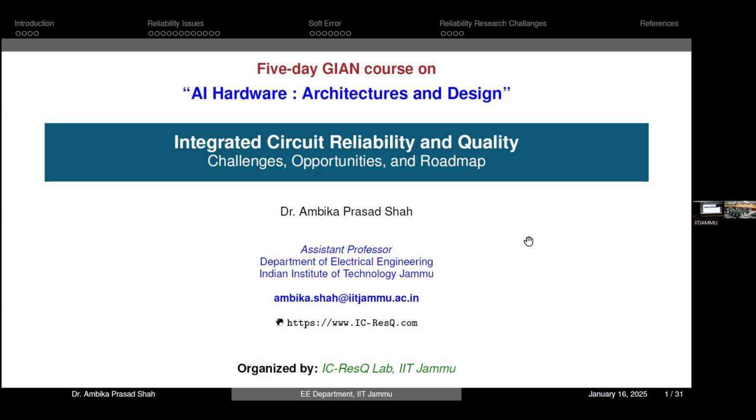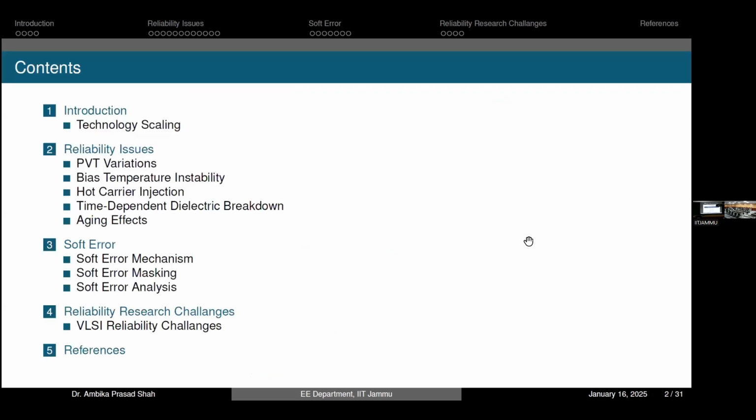So this will be the content that I will be covering: technology scaling, then various reliability issues, starting from the PVT variations. VTI we have already covered. Then I will talk about SCI, and we'll see how SCI is different from VTI, though ultimately the impact remains the same. Then we'll talk about time-dependent dielectric breakdown.